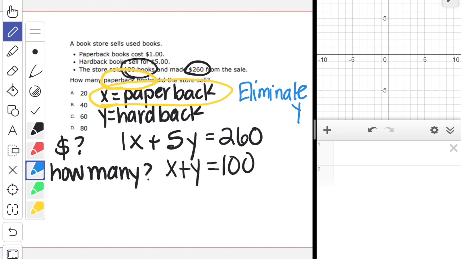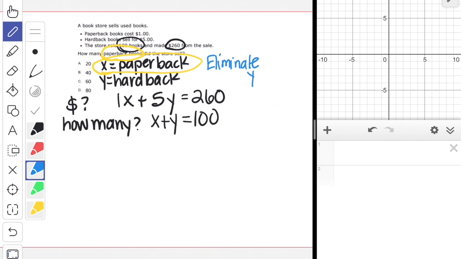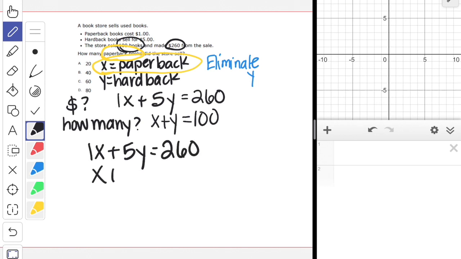So we're going to eliminate y here. So I'm going to rewrite these so that I have a little bit more room. So I have 1x plus 5y equals 260. And I have x plus y equals 100. Now we decided that we need to eliminate y. And the way that we're going to do that is we're going to multiply the second equation by 5.